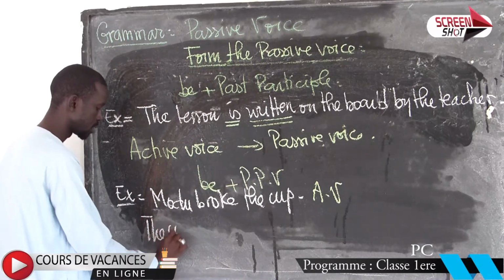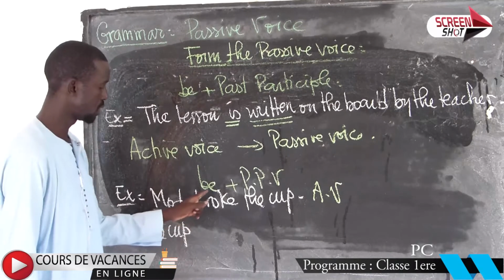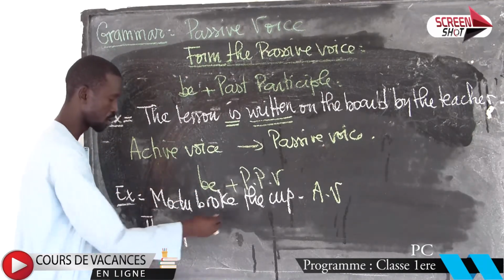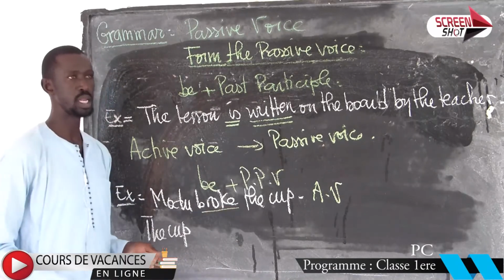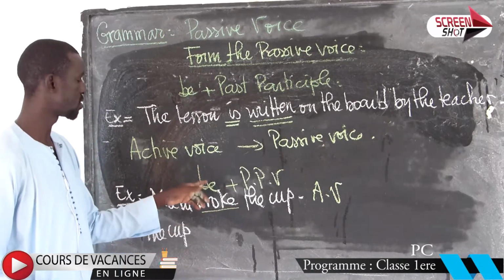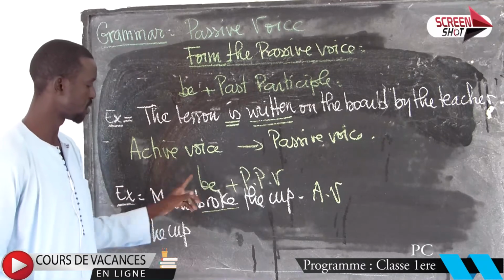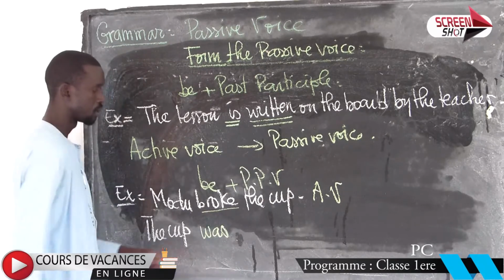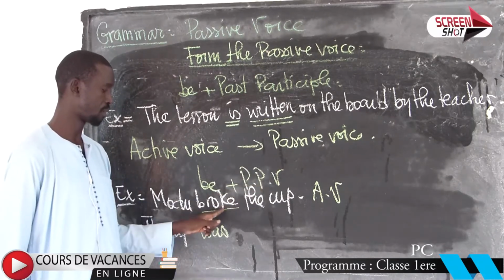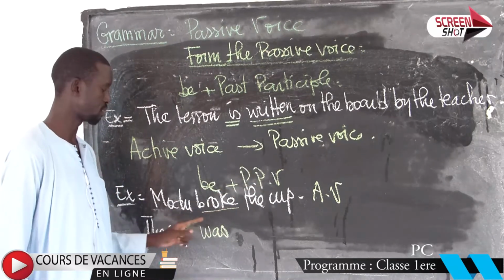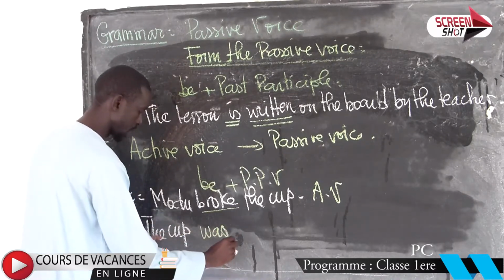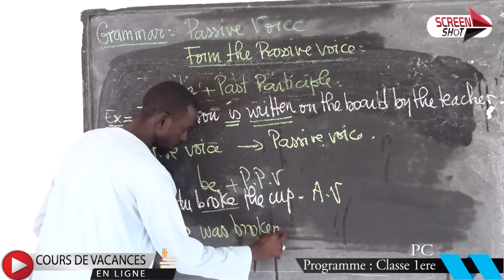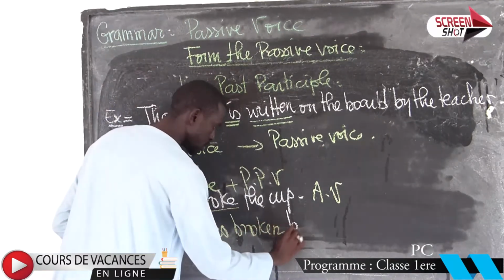The cup. To be, same tense with the verb in the active voice. The verb here is broke. Broke is the preterite of break. It means that we have simple past here. We use to be in simple past, it will be was, plus the past participle of the verb. To break, the past participle is broken. We have: the cup was broken by Modu.